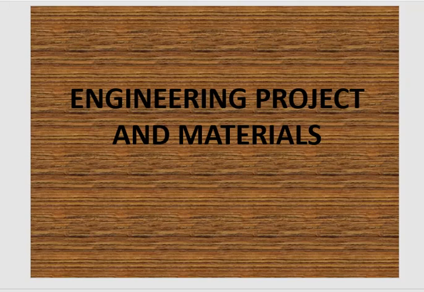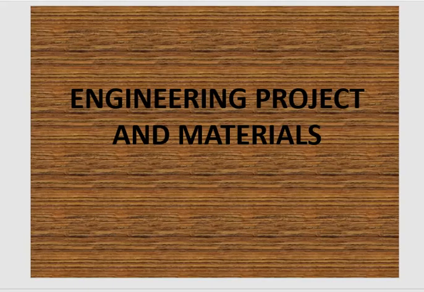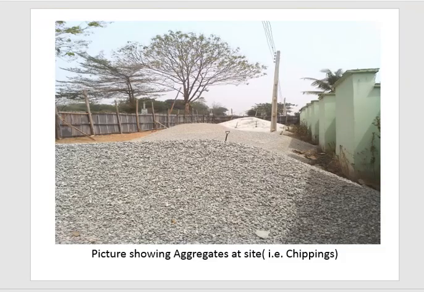So what are engineering materials? Generally, I'm going to take you into the introduction, talk about a few materials, and talk about the need for tests, and we'll be good at it. Now materials in engineering is simply what we use to do the construction work. So you turn around and look at a site, you see the gravels, the sand, and we call it aggregates and chippings if you're not really an engineering inclined person. So you see these things at site. These are what we call the materials in engineering.